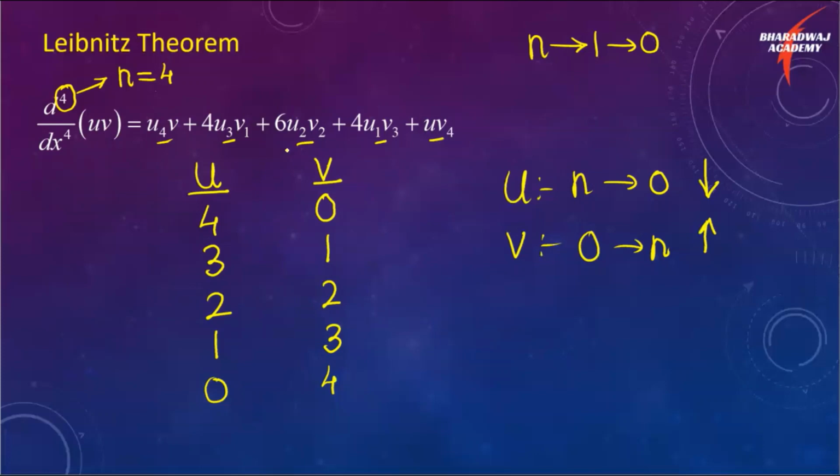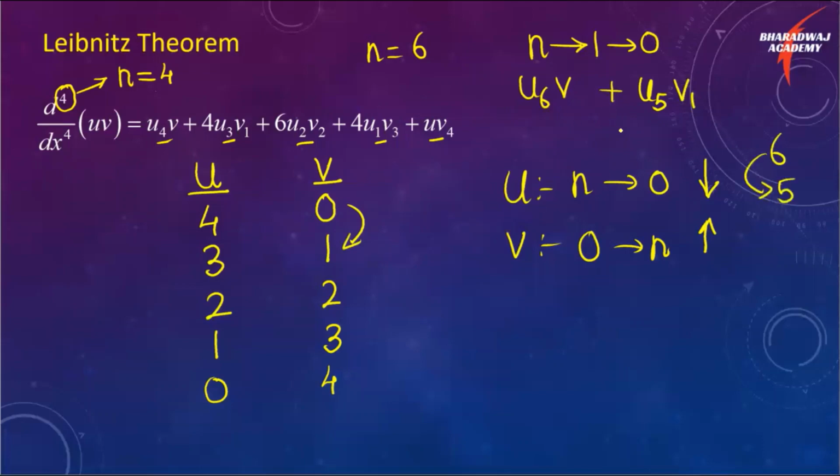So even if I have n equal to 6, you will start from u6 v0. You have to keep the v function as it is. Then you'll get next u5 v1, 0 to 1, and this will be from 6 to 5.